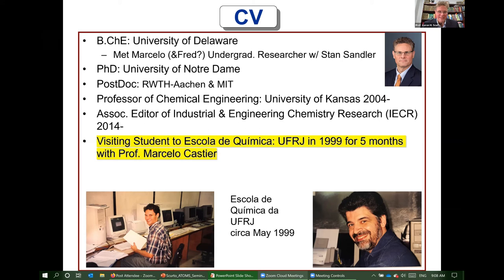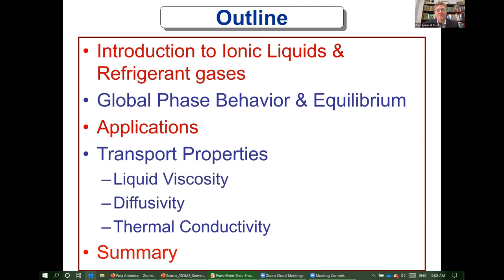So with that, I'd like to get into a brief outline of what we'd like to talk about today: introducing ionic liquids, which most people know about, and refrigerant gases. Then looking at some of the global phase behavior and phase equilibrium with ionic liquids and refrigerant gases. Then I'd like to break down and show some applications of some of the modeling and making up some new ideas of using ionic liquids and refrigerant gases. Then show the real need for transport properties in this field and go over liquid viscosity, diffusivity, and thermal conductivity.